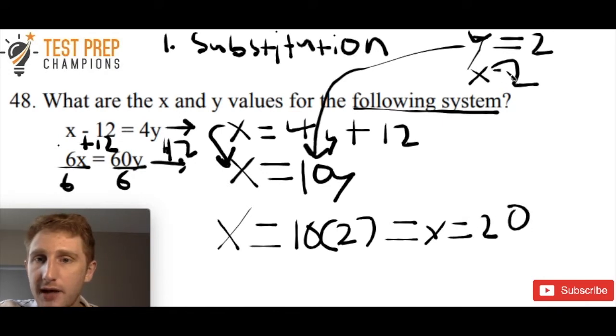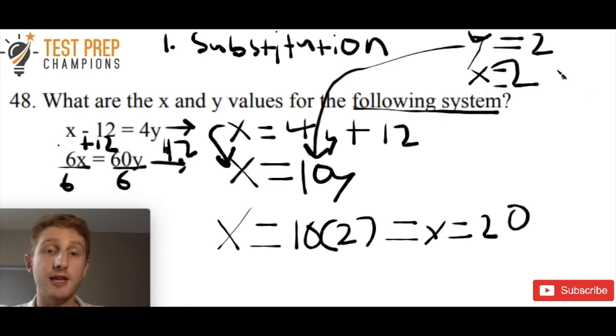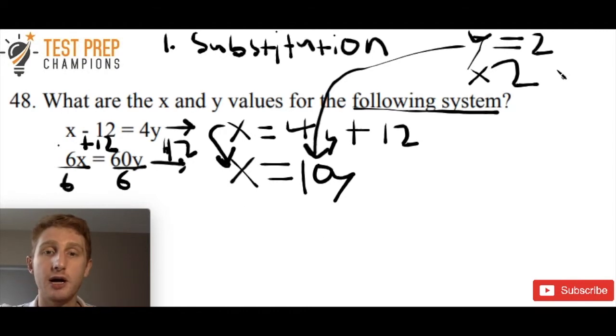Okay, so we've got x equals 20 here. So y equals 2 and x equals 20. So we already know that to be correct. So that's the first method, guys. Hopefully that makes sense. Like I said, it's not really that hard. You just have to remember kind of what you're doing here.